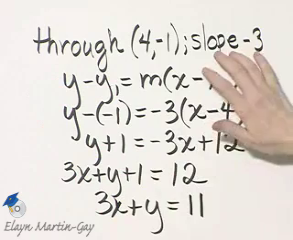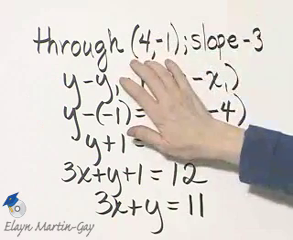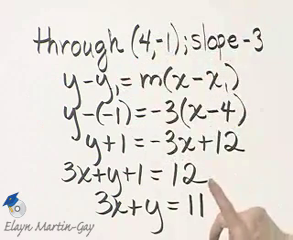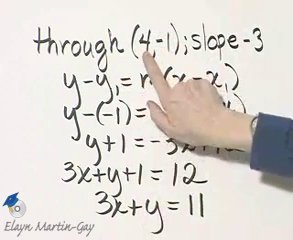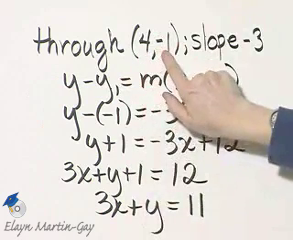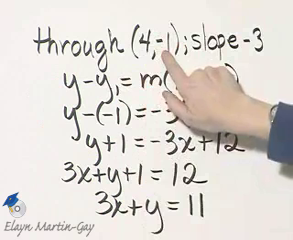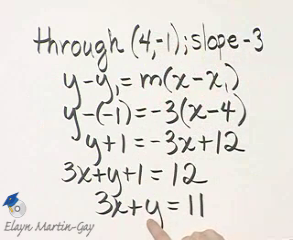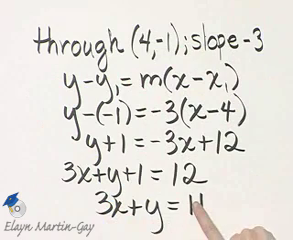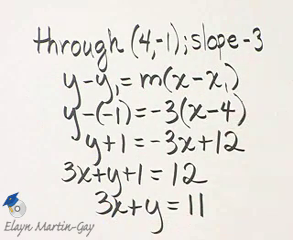I guarantee you the slope is -3 and it goes through this point. How can you check? Well, you can make sure that this line goes through this point by letting x be 4, y be -1, and see that a true statement results. How can you see if the slope is -3? You can solve this for y. Notice you'd have -3x plus 11. The coefficient of x would be -3, and that is your slope.